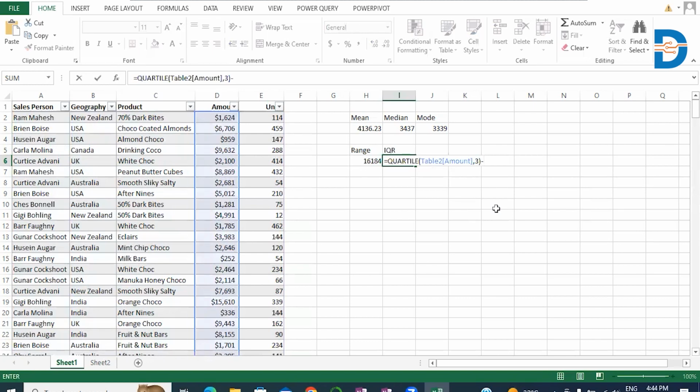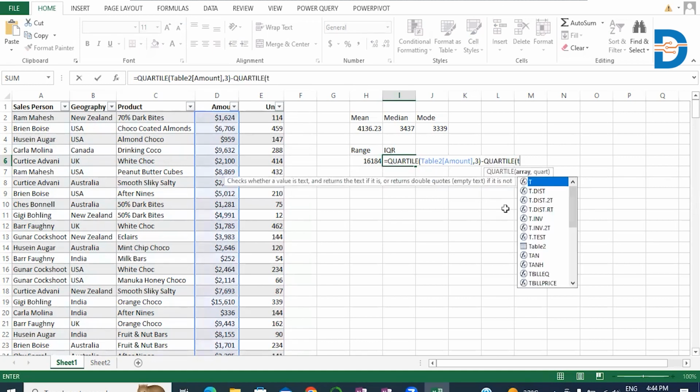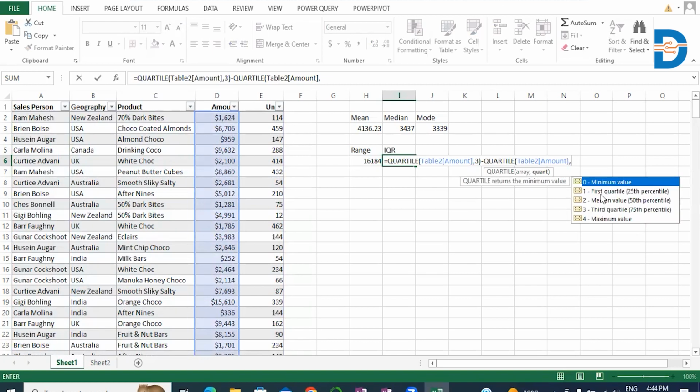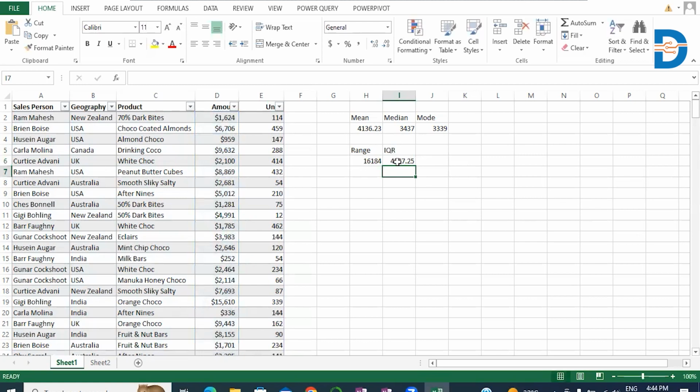minus quartile, data column, comma, first quartile means 1. Complete the brackets and hit enter, and you will get the IQR. With the help of quartile values, we calculate the interquartile range.